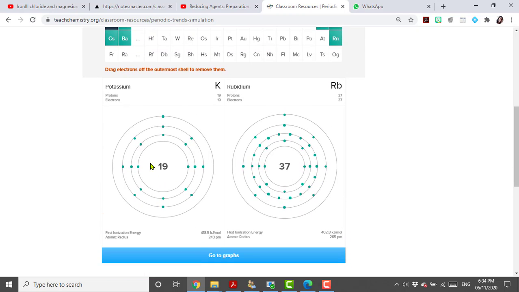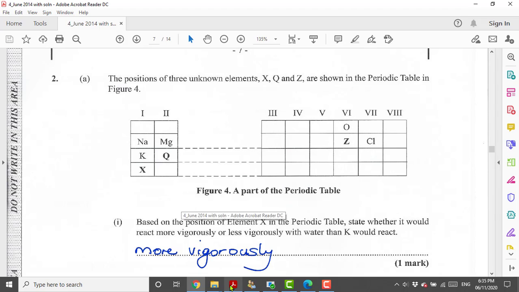So let's look at the sizes of them. If you notice, they both have one valence electron. However, the distance between the electron and the nucleus is different. The reason being, rubidium has more shells and its nucleus is more shielded. Therefore, this electron is less attracted to this nucleus than this one. So rubidium can lose its electron a lot easier, or it can be ionized easier compared to potassium. And when something can be ionized easier or lose its electron easier, we say it is more reactive, right?